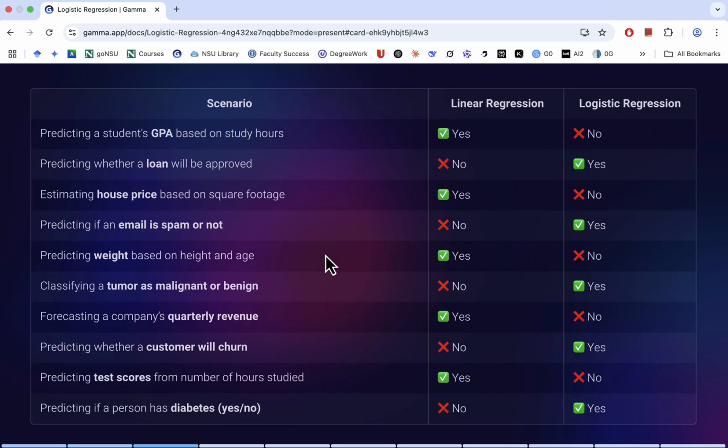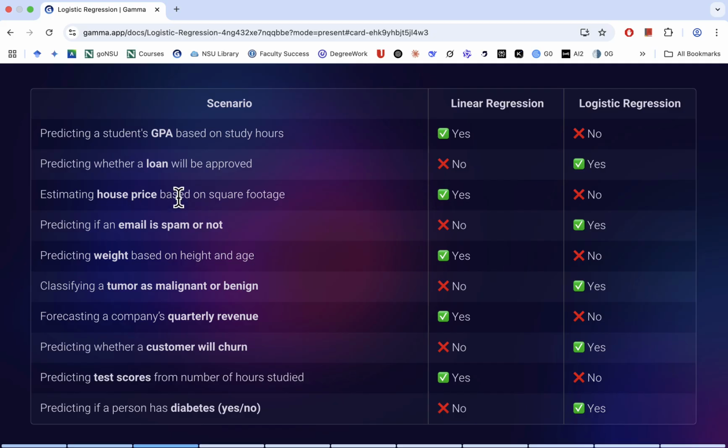Here are some examples about the application of linear and logistic regression. Predicting a student's GPA based on study hours. GPA is a continuous variable and therefore linear regression will apply. Predicting whether a loan will be approved or not. This is categorization. There can be two outcomes. A loan will be approved or not approved, and therefore logistic regression will apply.